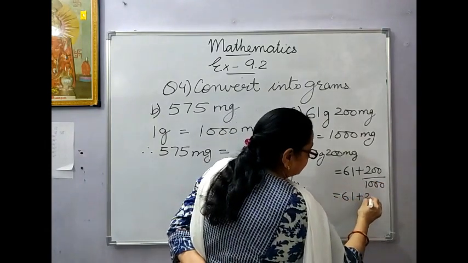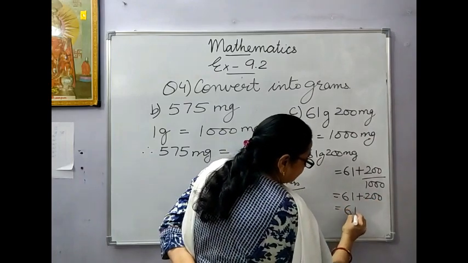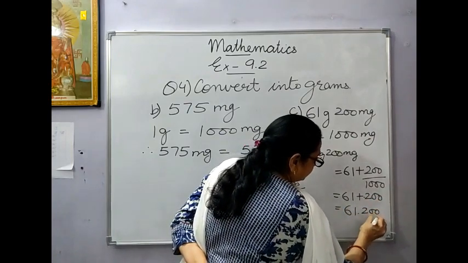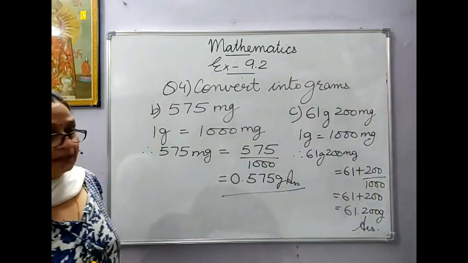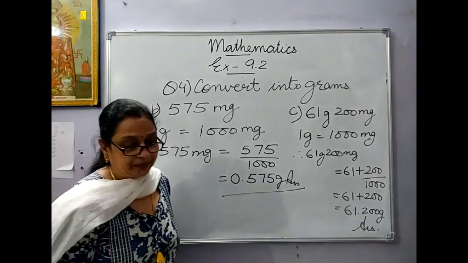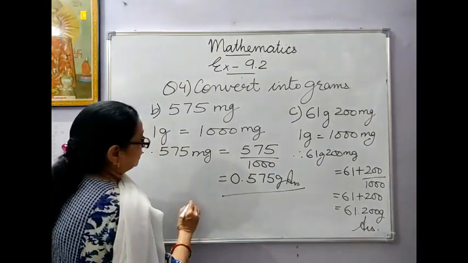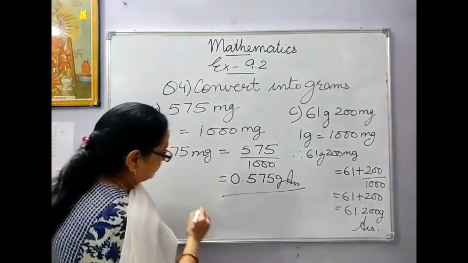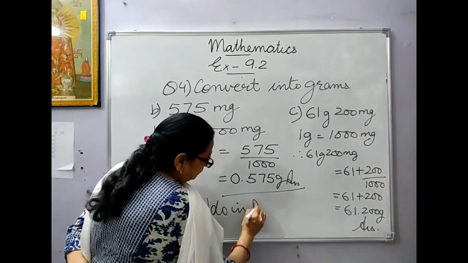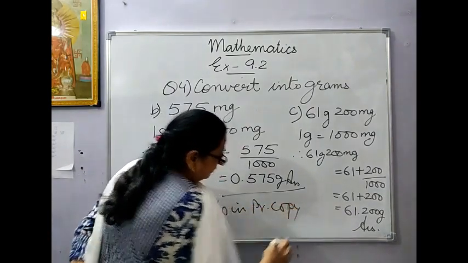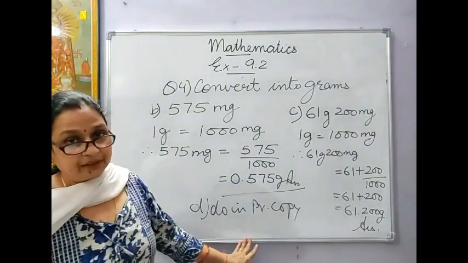61 plus point, and it will be 61.20 gram is your answer. I think this much is clear to everyone. Now remaining sum, that is sum number D, I have not shown. Sum number D, do in your practice copy. Not only do, you can do these also in your practice copy.